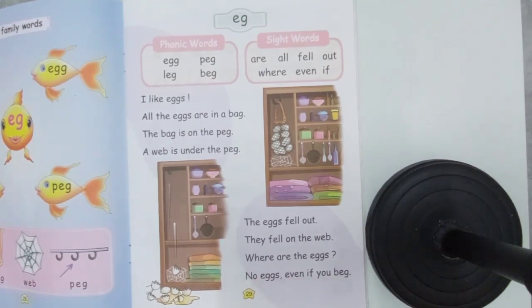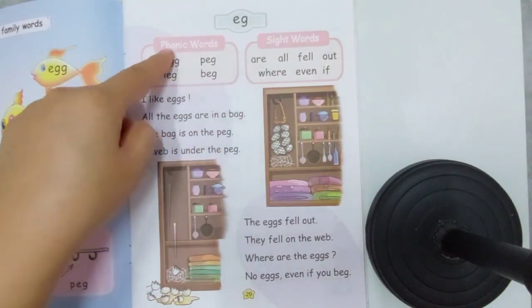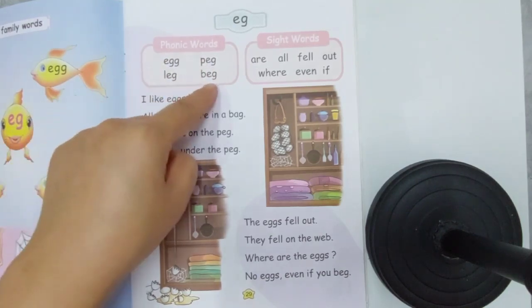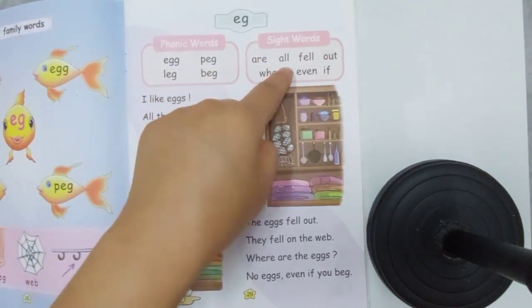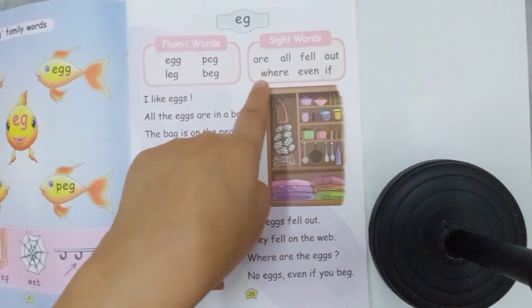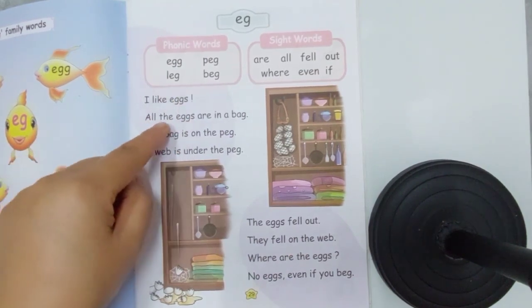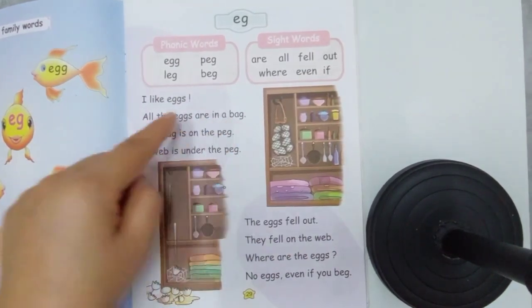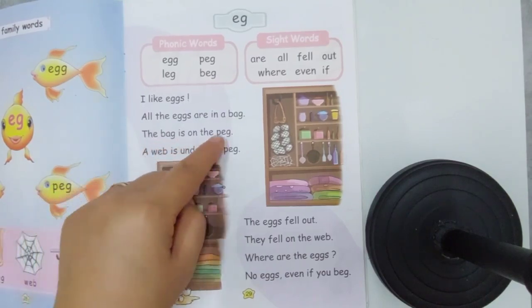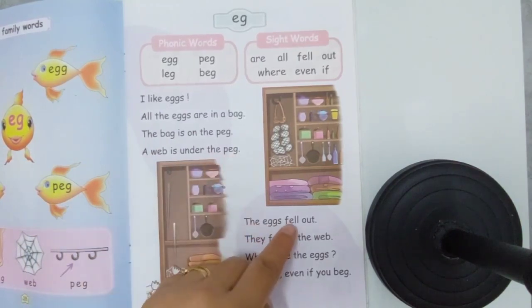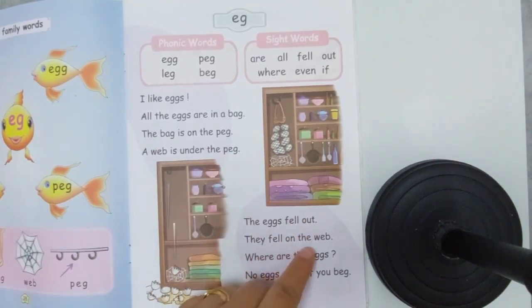Now let's read without the spellings. E.G. phonic words. Egg. Peg. Leg. Beg. Side words. Are. All. Fell. Out. Where. Even. If. I like eggs. All the eggs are in a bag. The bag is on the peg. A web is under the peg. The eggs fell out. They fell on the web. Where are the eggs? No eggs, even if you beg.